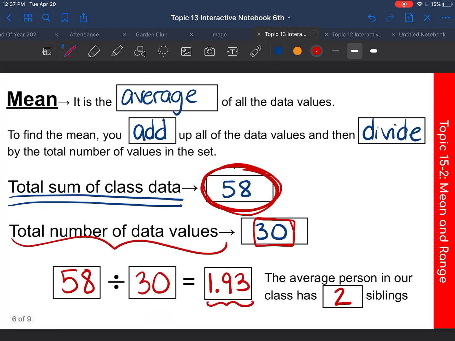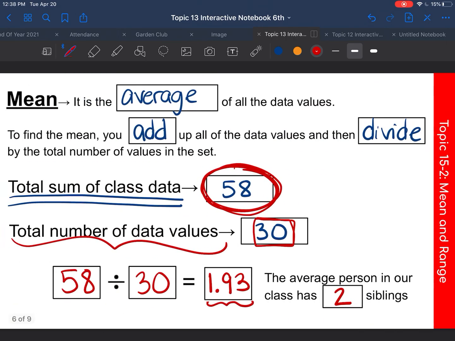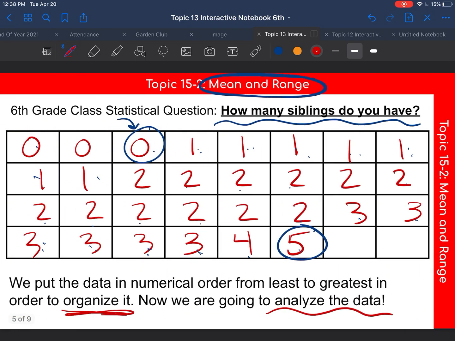Today we're going to be doing the second part of analyzing our data for our statistical question, and it's going to be finding the mode and the median. Yesterday, we talked about finding the mean of our data, which is the average, and the range. We did our class example, which was how many siblings do you have? And for your homework, as part of your project, you analyzed the mean and the range of your own statistical questions that your classmates had answered.